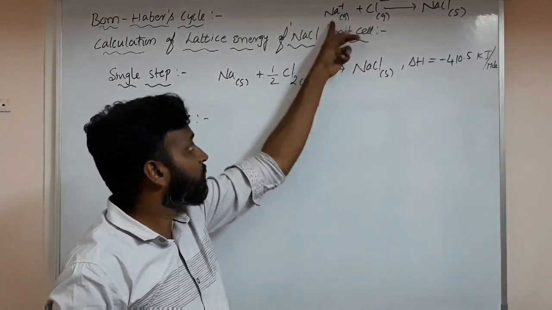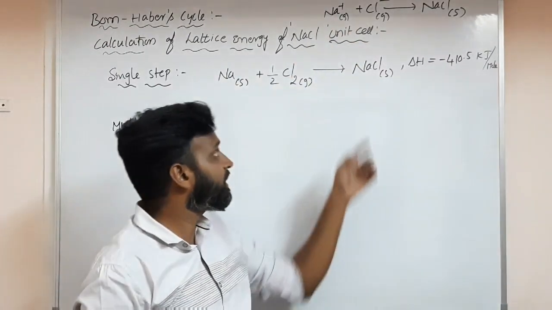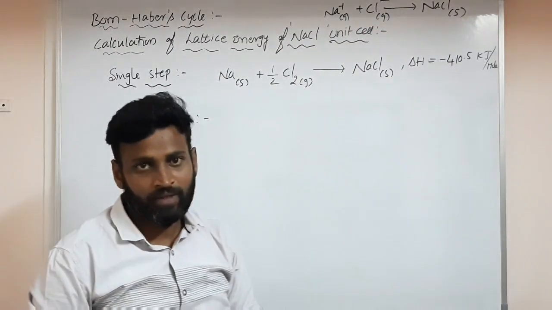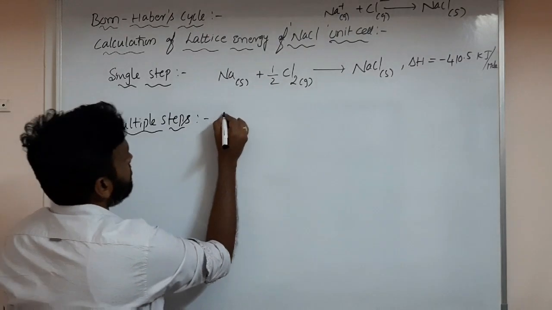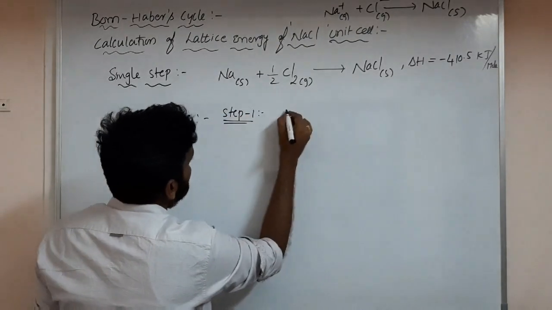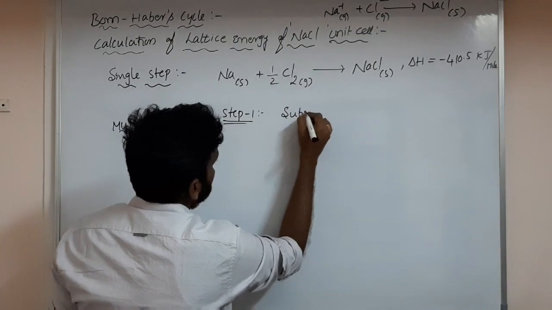So for Na+ formation, some multiple steps are needed, and to form Cl-, some multiple steps are needed. Okay. So what are the multiple steps? In multiple steps, step 1. Step 1 is sublimation. What is that?